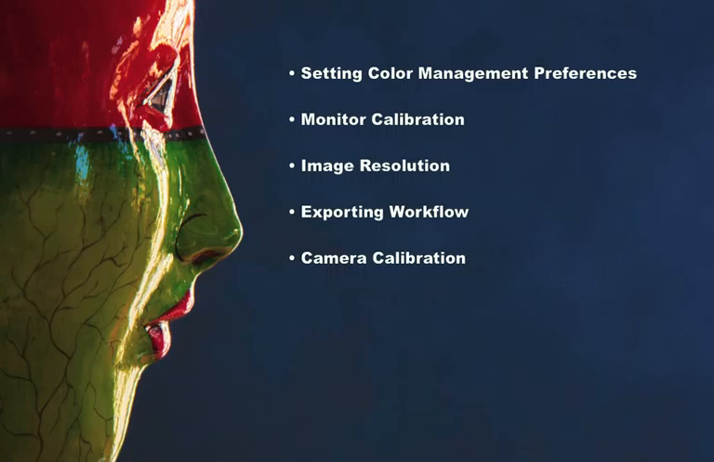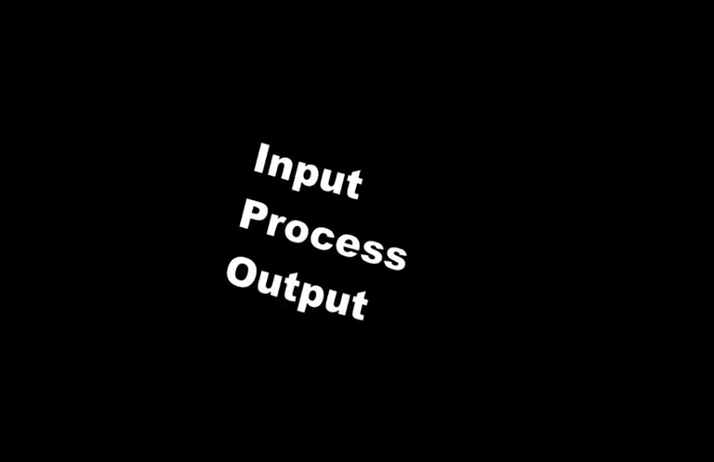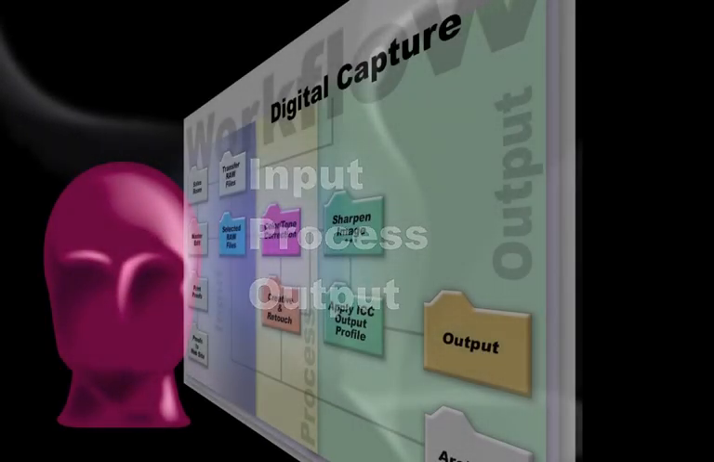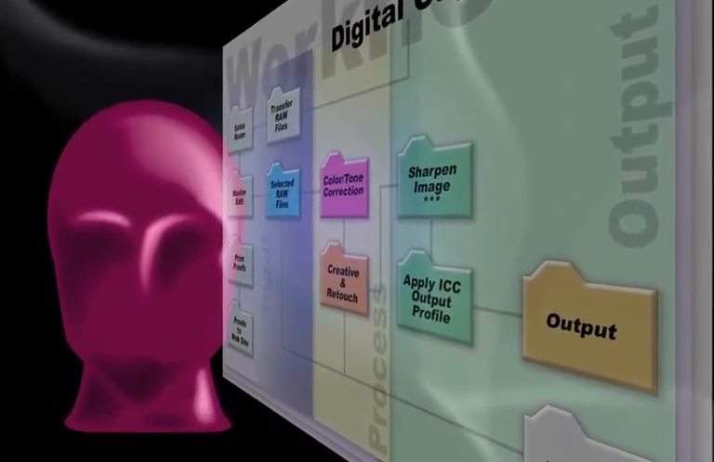There are three areas we want to become very proficient in, and these are input, process, and output. And even though we'll touch on all three of these, I want to start out by giving you some tips on setting up your color management preferences.